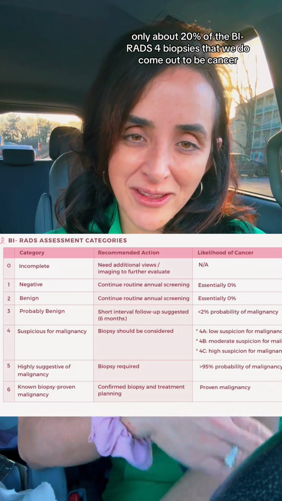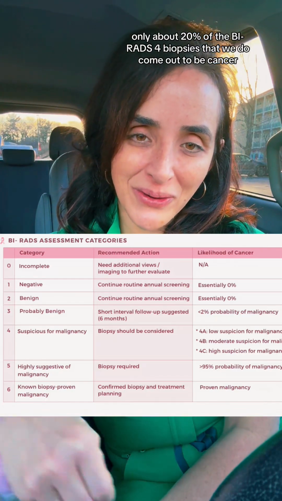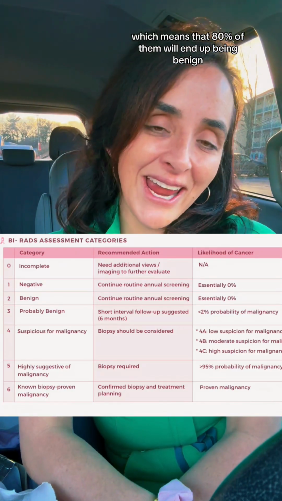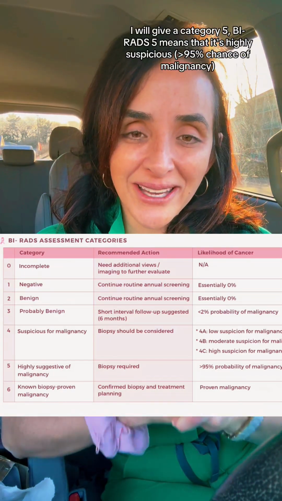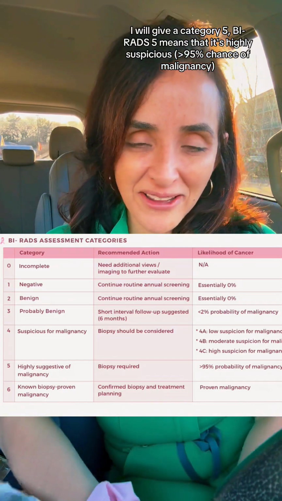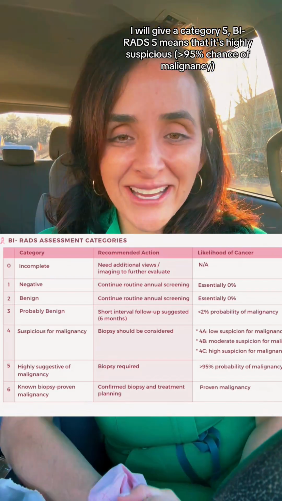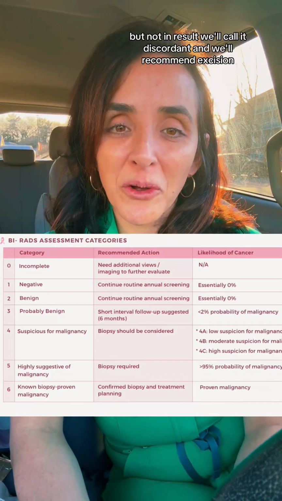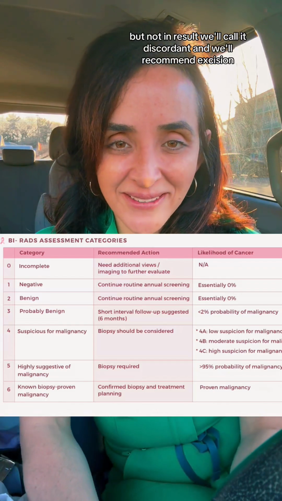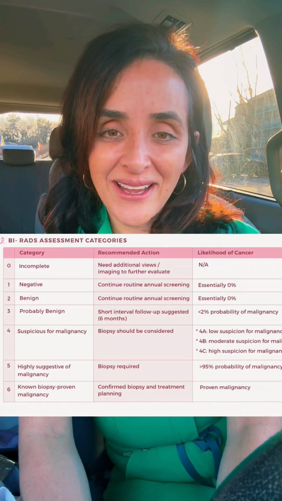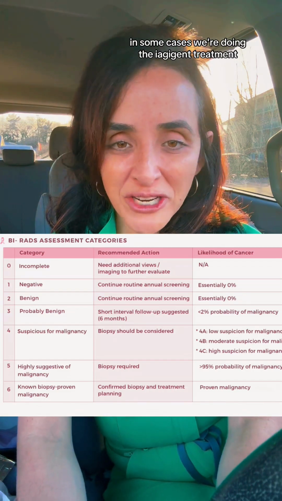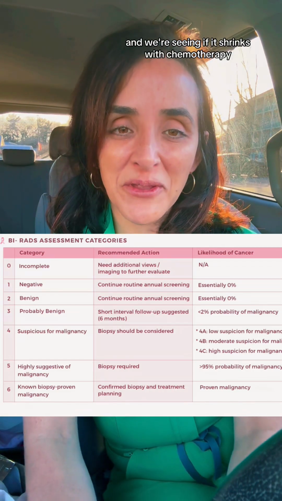Only about 20% of the BI-RADS 4 biopsies that we do come out to be cancer, which means that 80% of them will end up being benign. If I'm really suspicious about it, I will give a category 5. A BI-RADS 5 means that it's highly suspicious. If we do a biopsy and we get a benign result, we'll call it discordant and we'll recommend excision. And a BI-RADS 6 means that it's biopsy-proven malignancy. In some cases, we're doing neoadjuvant treatment and we're seeing if it shrinks with chemotherapy.